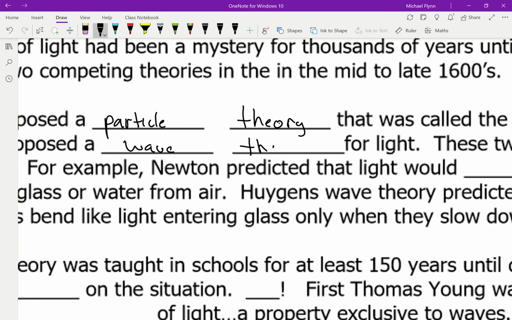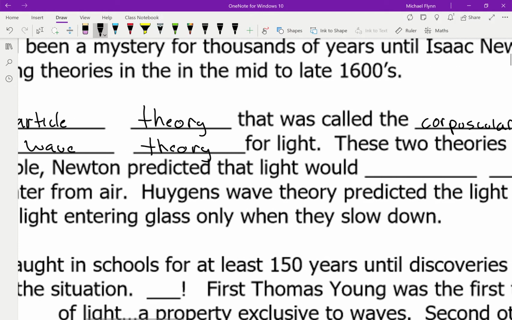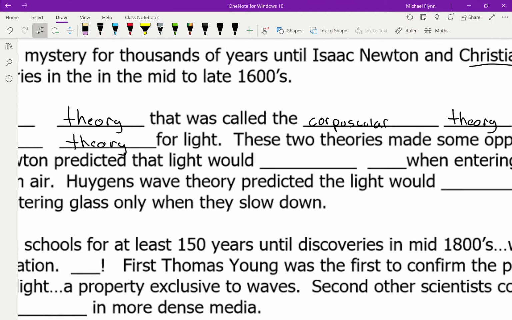Now, you probably never heard of him. Not as famous as Isaac Newton. But that was his idea, that in other words, light was a wave, and he used this theory to explain a variety of phenomena.